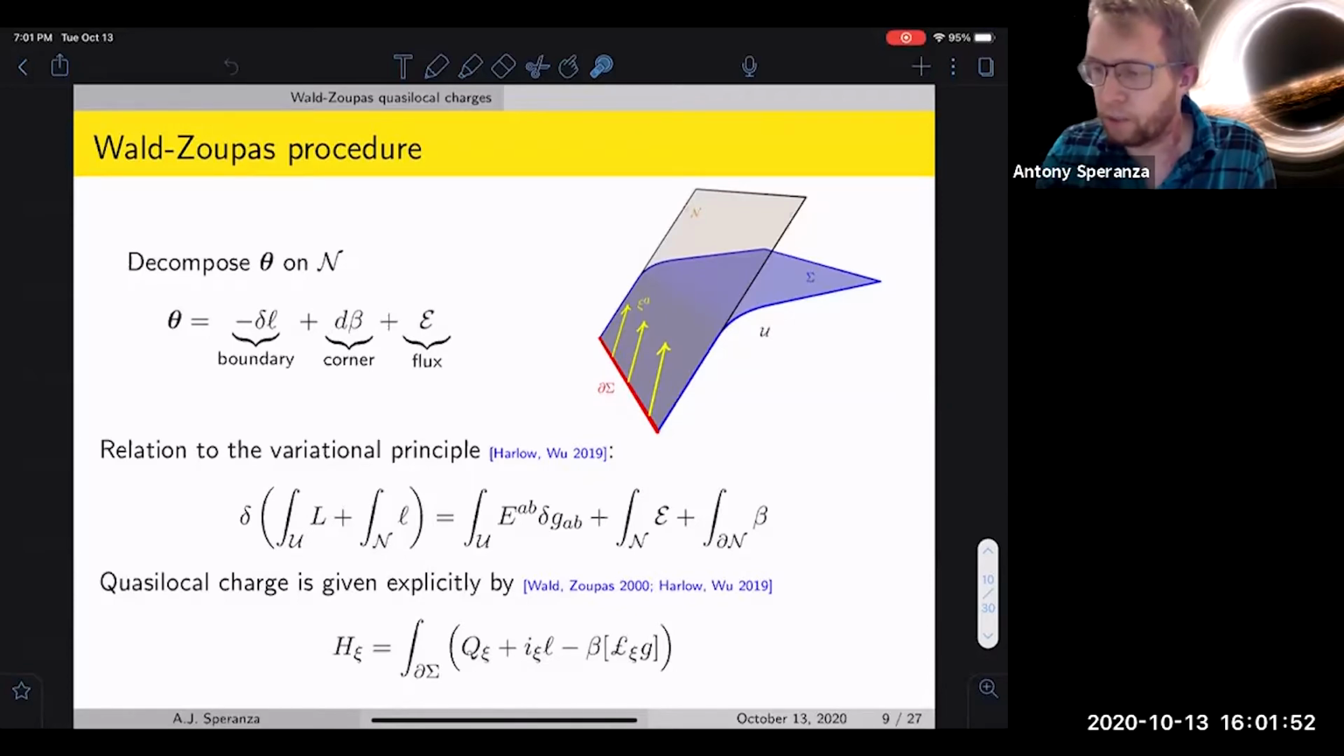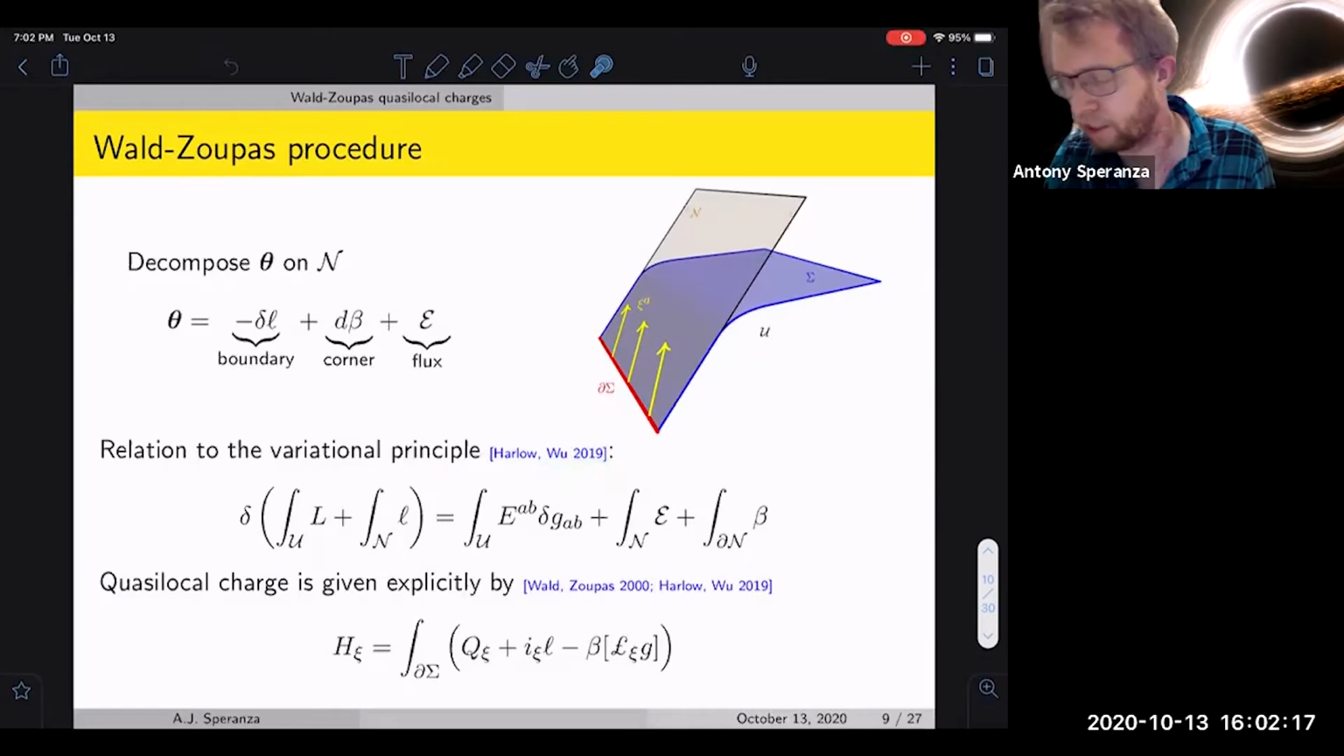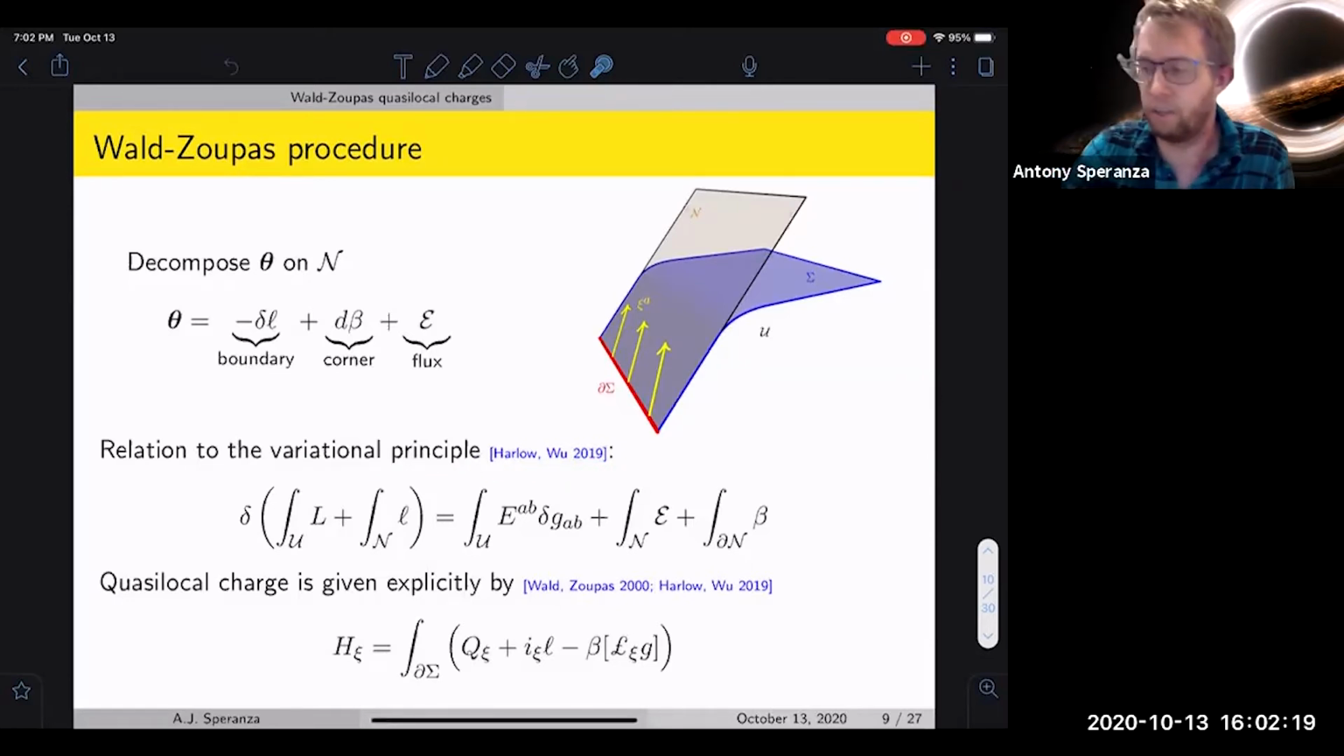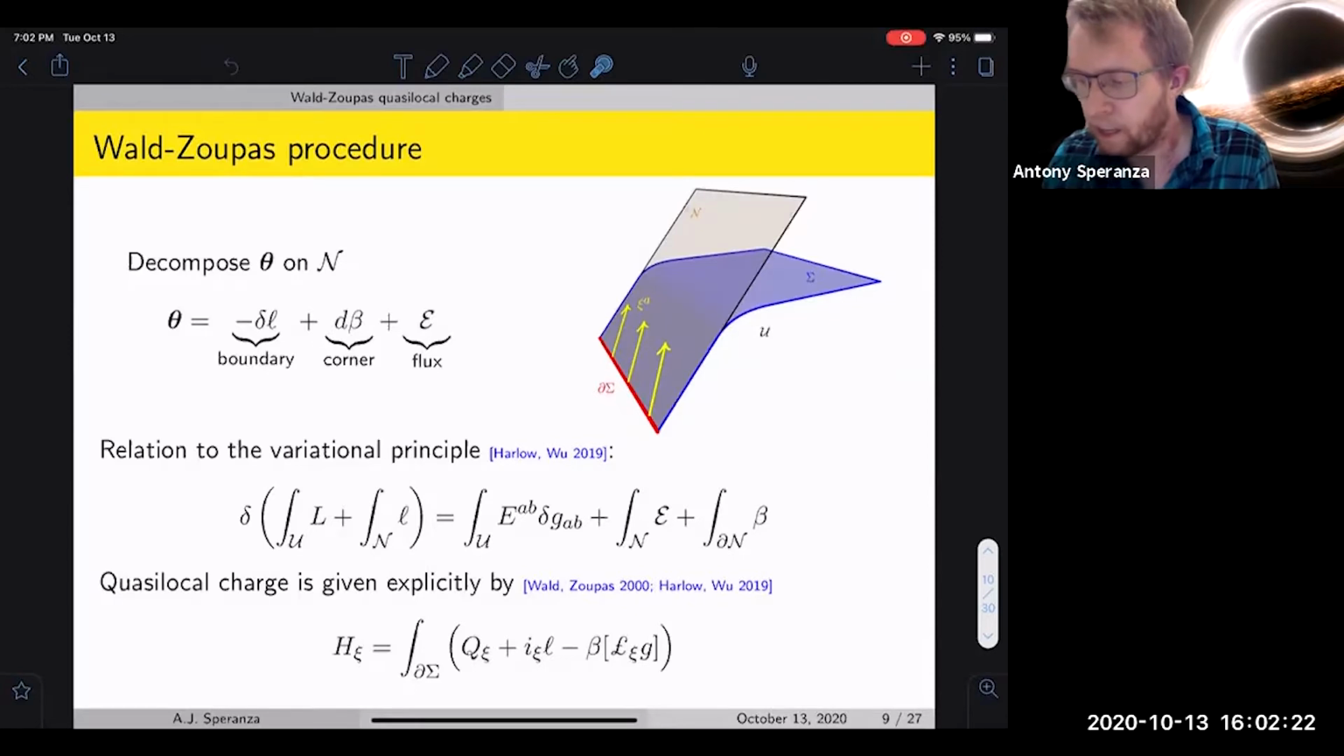And so to construct this H, you want to kind of split off the total variation piece. So you decompose theta into what we call a boundary term, the corner term, and the flux term. And so here we're constructing charges associated with this diffeo Xi. The reason for this terminology kind of comes from the variational principle, and I think this was most explicitly communicated in this work by Harlow and Wu, where this L actually is closely related to the boundary term that you add to the action in the variational principle.